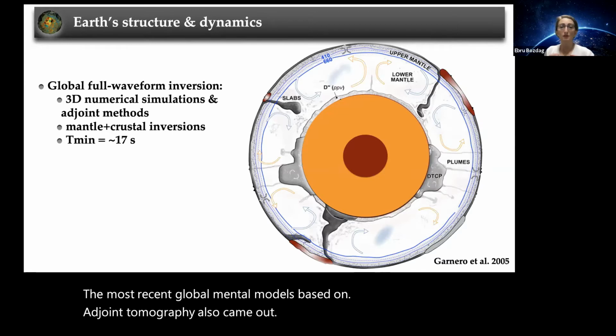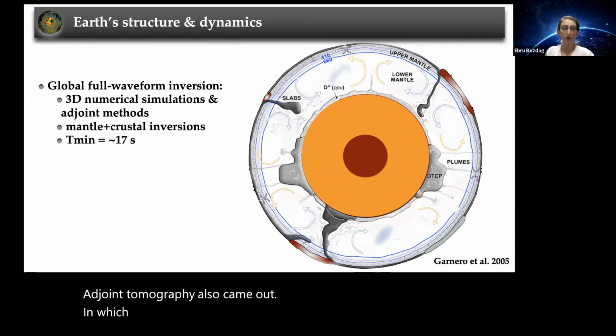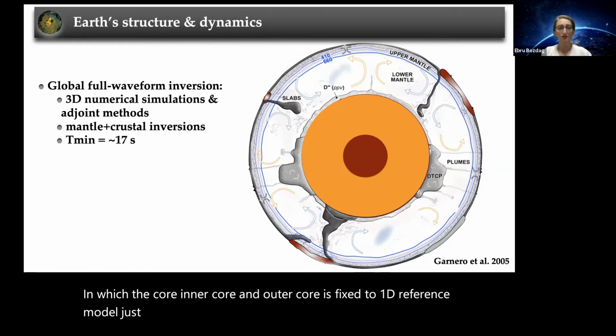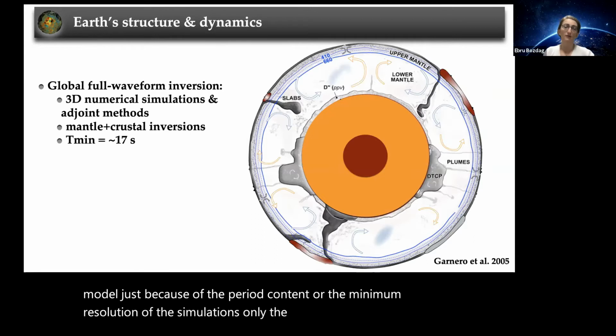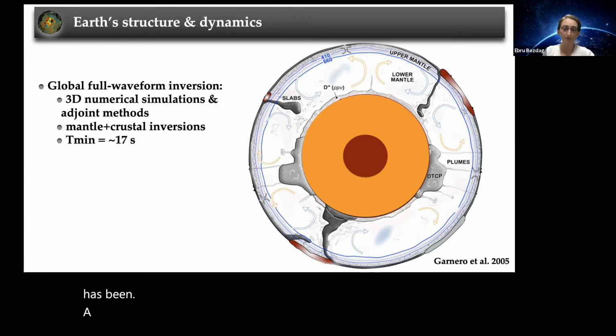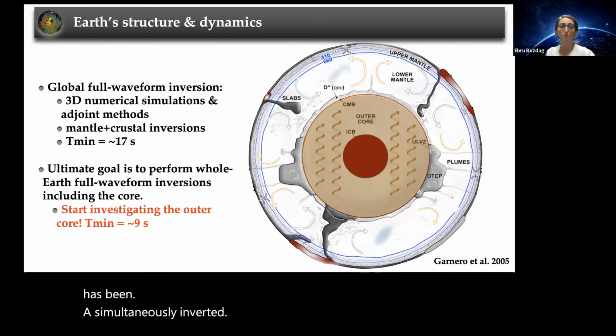in which the core, inner core, and the outer core is fixed to a 1D reference model just because of the period content or the minimum resolution of the simulations. Only the mantle and the crustal structure have been simultaneously inverted. But now, of course, the ultimate goal is to perform whole Earth full waveform inversions, including the core.